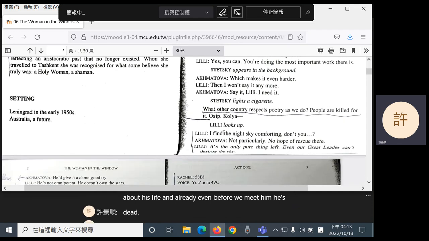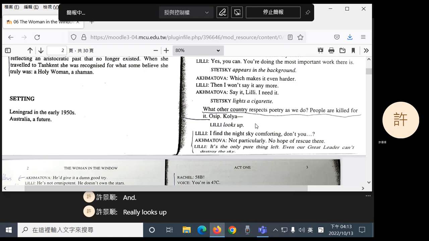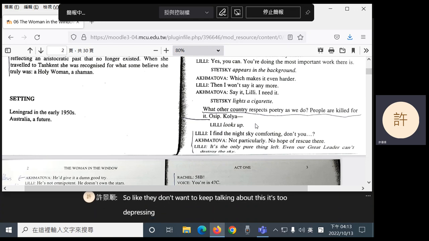And then Anna mentions Kolya, another poet. And Lily looks up. So, like, they don't want to keep talking about this. It's too depressing. And so Lily changes the subject. I find the night sky comforting. But Anna says, no, not me, because there's no hope of rescue there.